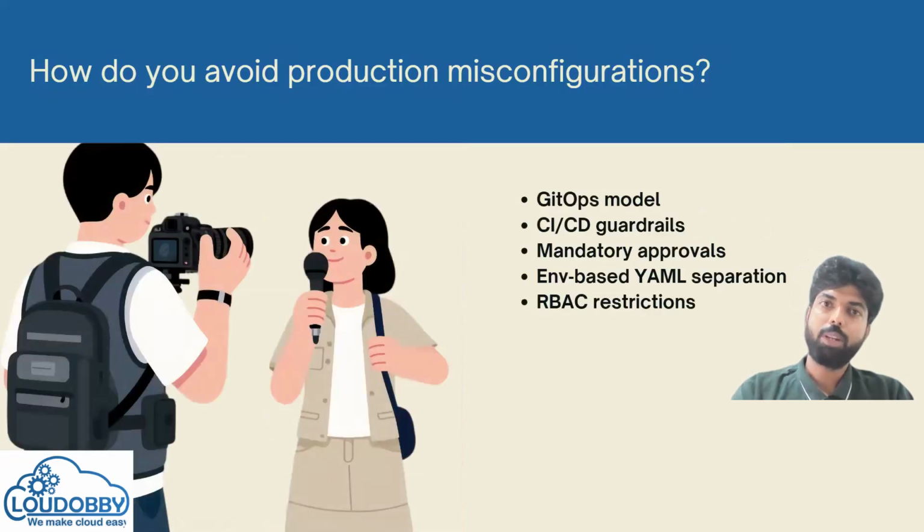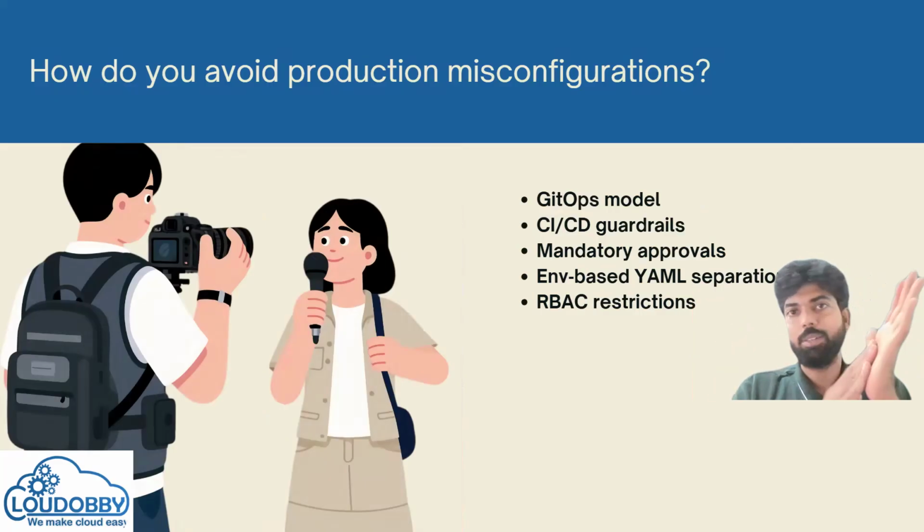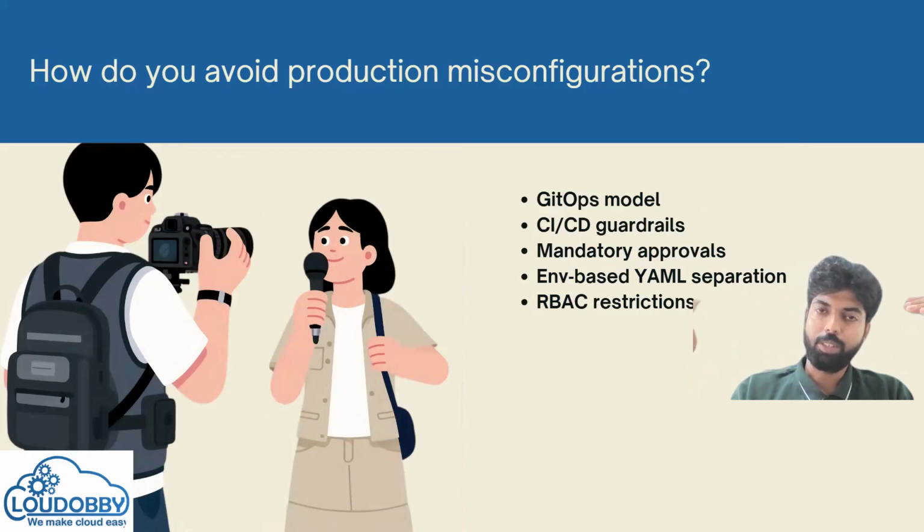How do you avoid production misconfiguration? In production, any misconfiguration will lead to an outage. First is the GitOps model, where we use ArgoCD and Helm charts. Helm charts are the value files. Then CI/CD guardrails, where we enforce the specific scannings we discussed previously using SonarQube, and image scanning, so all kinds of scanning.